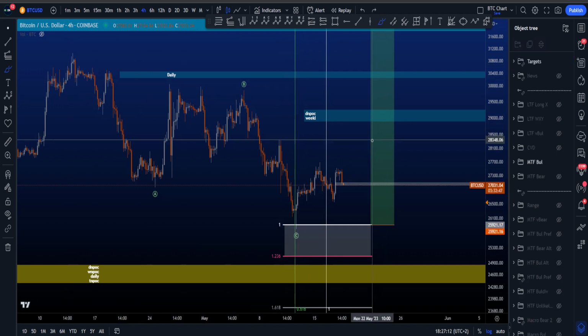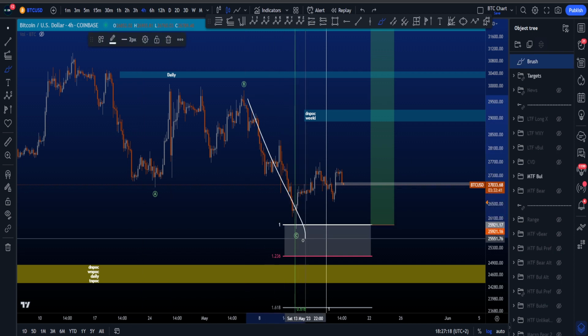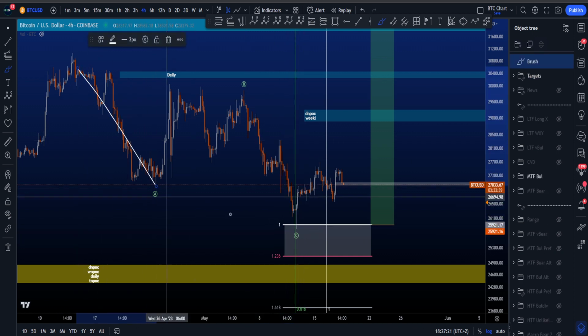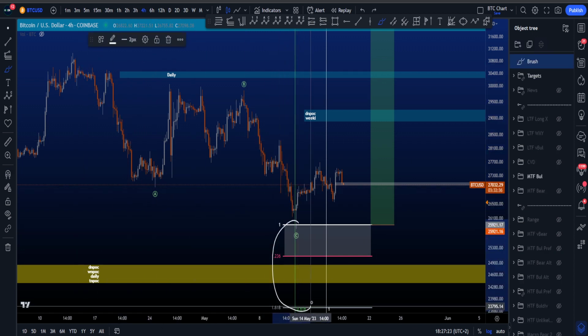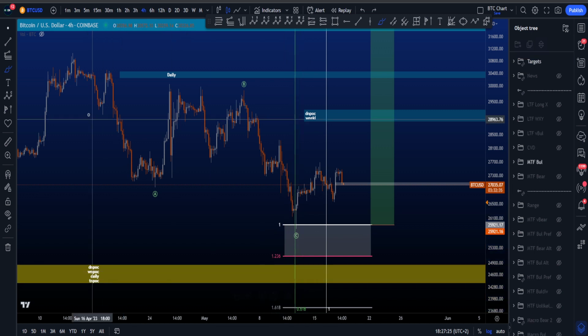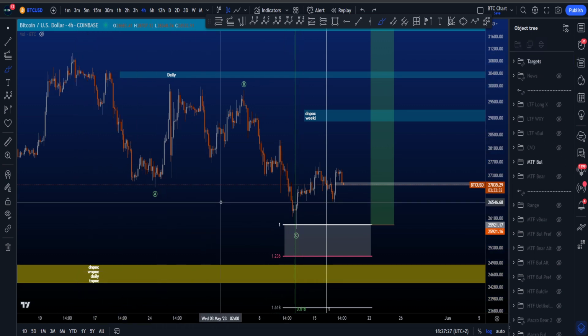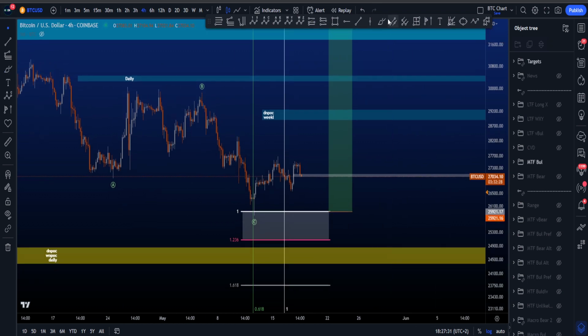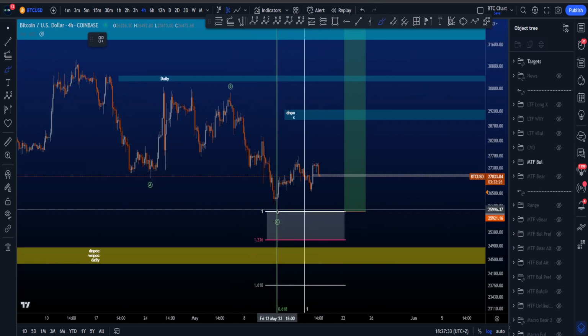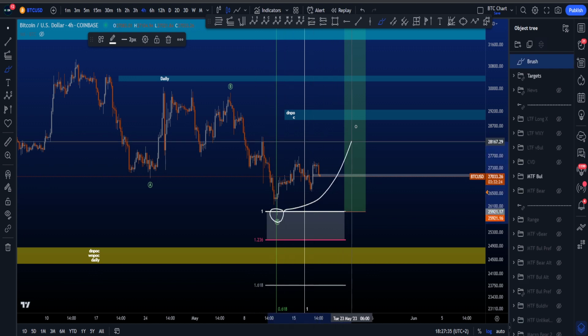Now usually a wave B is a little bit less steep and actually takes a little bit more time than a wave A to form, and this wave C takes less time than this wave A to form. As you can see, it took about 68 or 61% of the time it took to develop wave A, which is shorter of course than wave A. So we have to wait and see what happens on the lower time frames. But yeah, in this scenario, this is the low and we expect more upside.